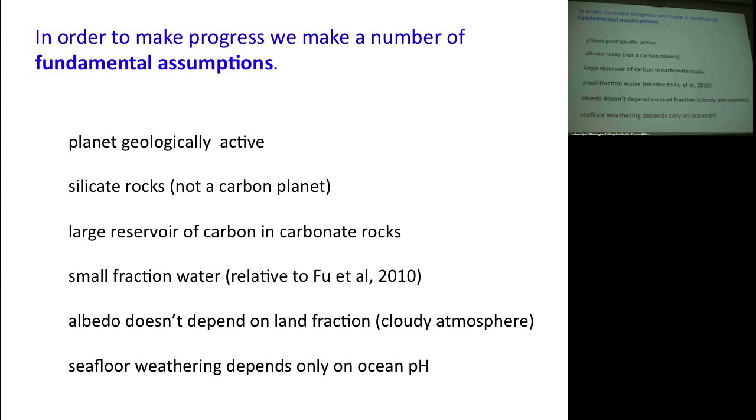And these are some of the assumptions that I'm making. So the first thing is I want a planet that's geologically active. So let's say plate tectonics, to make it simple. Maybe there's something else that works like plate tectonics that can release CO2 and bury carbonates that you create. I don't want a carbon planet, so silicate rocks to get these types of things working. I want a large reservoir of carbon and carbonate rocks, so I can build up large amounts of CO2 if I need to, going further out in the habitable zone.